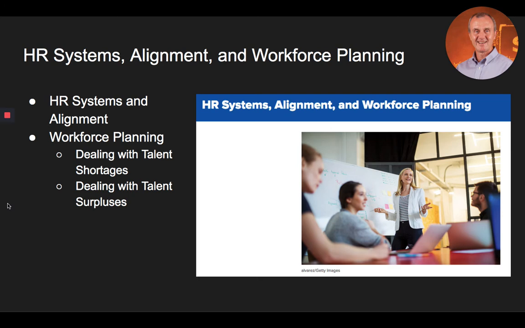Next, we'll talk about HR systems, alignment, and workforce planning. Because HR practices and how they fit together are important, many researchers look to the idea of HR systems, groupings of practices implemented simultaneously to maximize a specific performance criterion, in our case, employee performance, in order to achieve the organization's goals. Alignment or fit among the practices within the HR system results in synergies where the overall effect on performance is greater than the additive effects of each practice alone.